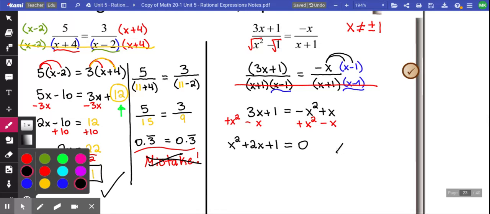I'm going to minus x from both sides to give me x squared plus 2x plus 1 equals 0. Once I'm in general form, I can factor. This thing does multiply to be 1 and add to be 2. It'd be 1 and 1. So this factors out to be x plus 1.